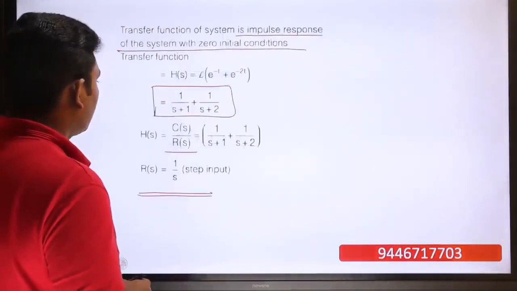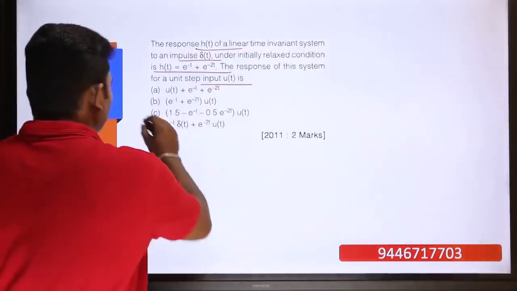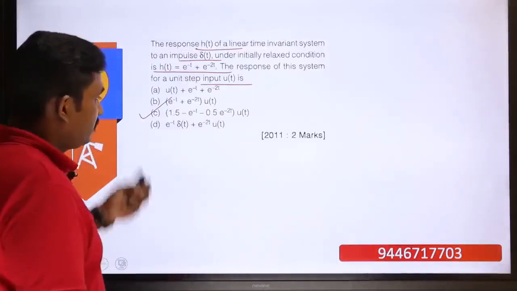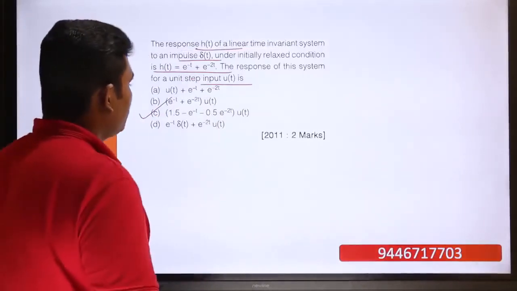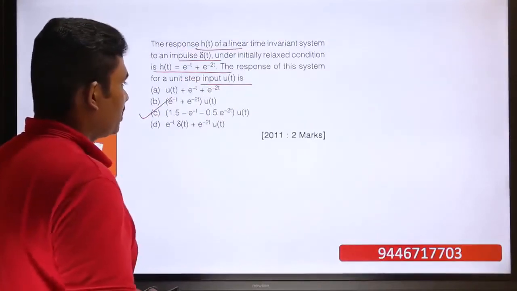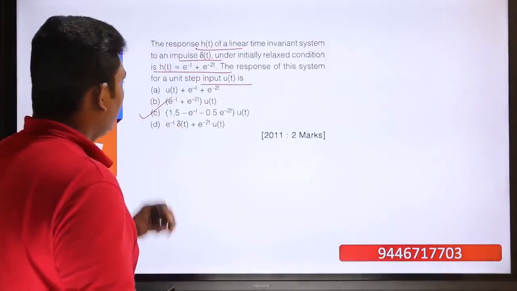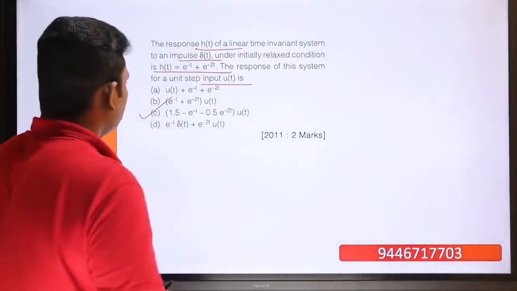So what will be our answer? Our answer will be option C, which is 1.5 minus e raised to minus t minus 0.5 e raised to minus 2t, into u of t. So for question number 18, our answer option will be option C.